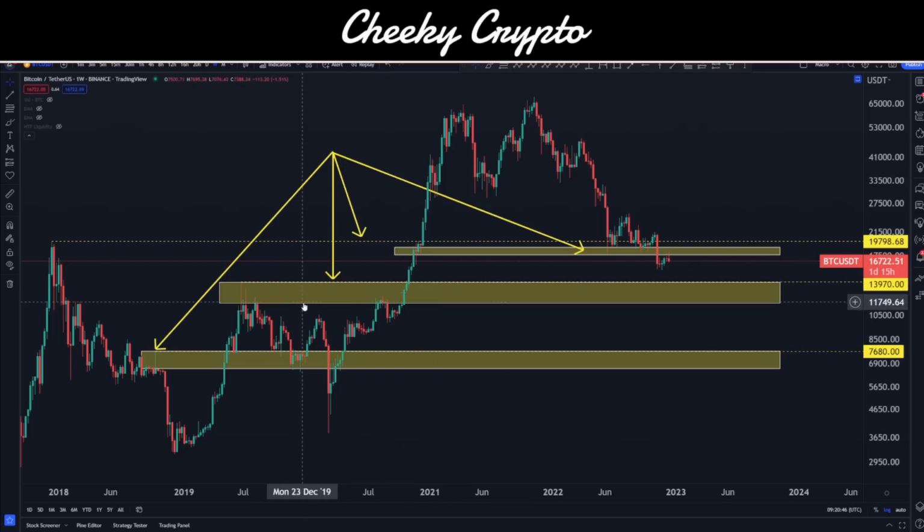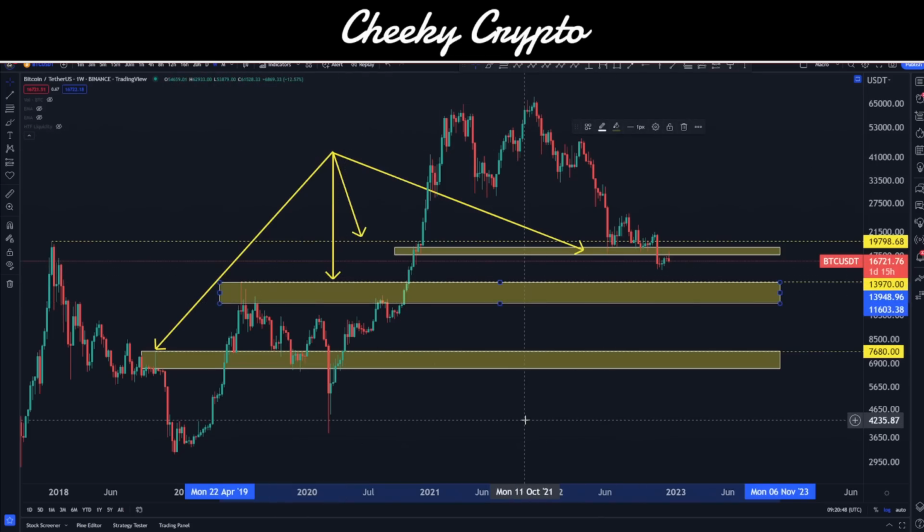Underneath that, we have this yellow box just here. This is between 11,600 and 13,900. This area is an area that I think was previous resistance. We pushed through it, but we haven't taken a look at this and said, let's turn this into a support level. So I think this is where we're going to bounce, at least initially. So we're looking at 13,900.